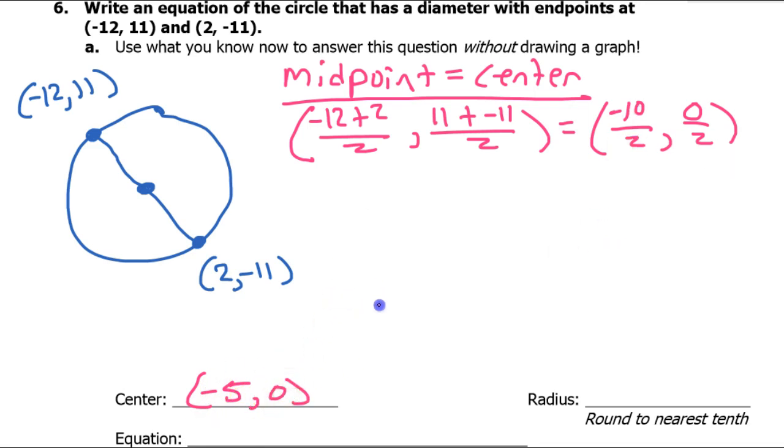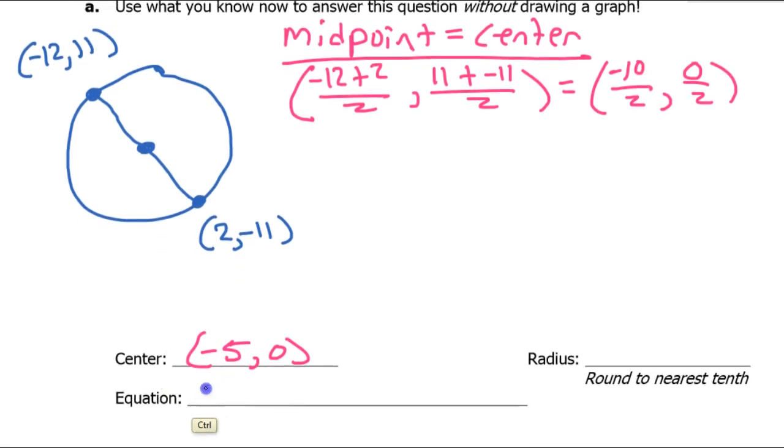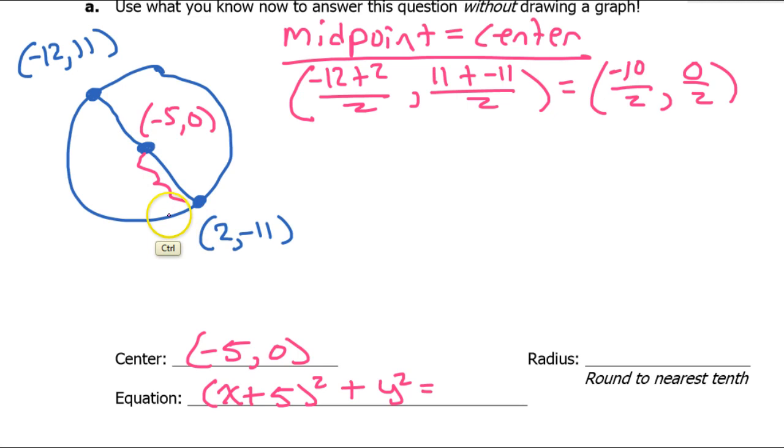So now we have the center. Right away, just based on the center, we can write the left side of the equation. It's going to be x plus 5 squared, because it's going to be opposite of that, and then plus y squared. Since it's a 0, there won't be any addition or subtraction happening. Now, all I need now is the radius, so that I can do the radius squared. Okay, so I know that the coordinates of the center are negative 5 comma 0. So if I want the radius, I can now find the distance between these 2 points, and that'll be the radius.